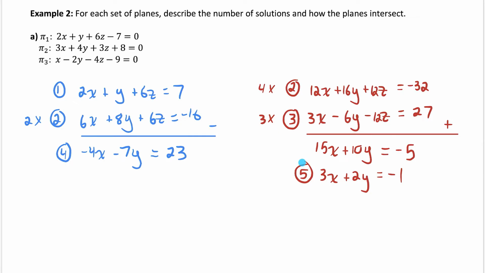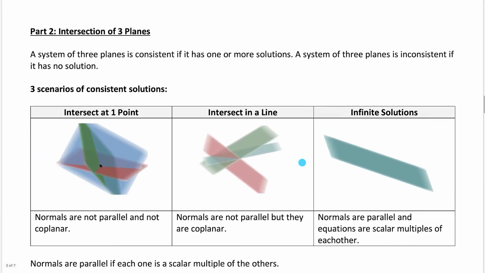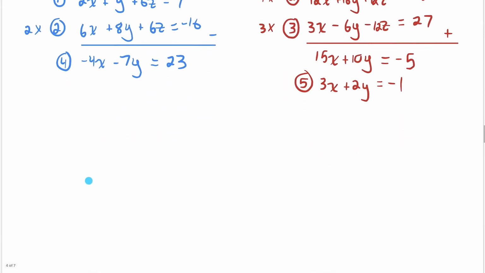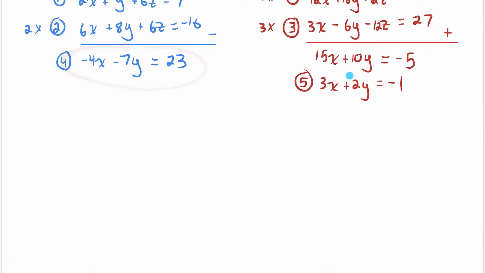Now if we go back to the diagrams of what the possibilities are, the lines that I just found are either the same line, which means all three planes intersect in the same line, or those two lines I found are different lines, meaning that the three planes are going to intersect at a single point where those two lines intersect. So let's see how those two lines I found, equation 4 and 5, relate to each other.